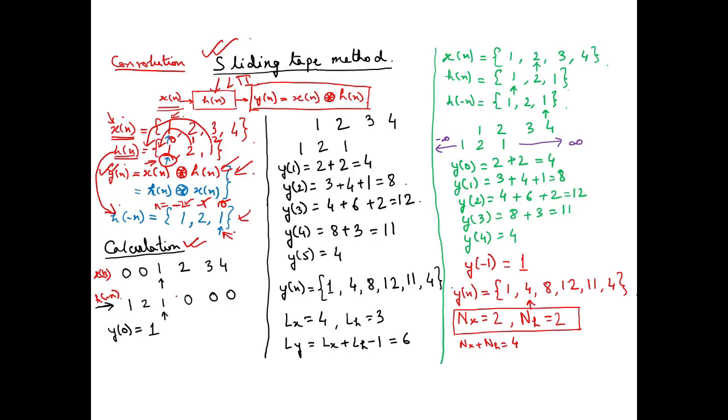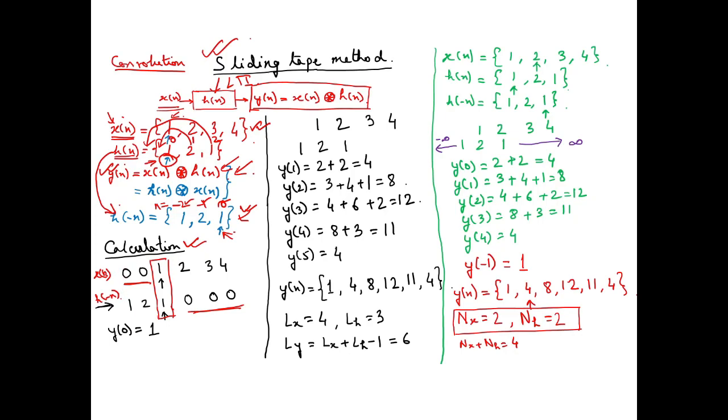Now we will write h of minus n in such a way that the origin of x of n and the origin of h of minus n superimpose or coincide. See over here, it is superimposing. These were blanks, so blank means 0. Here also these were blanks, so blank means 0. So what we have to do now is multiply and add.